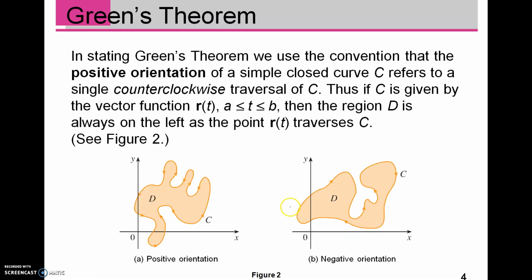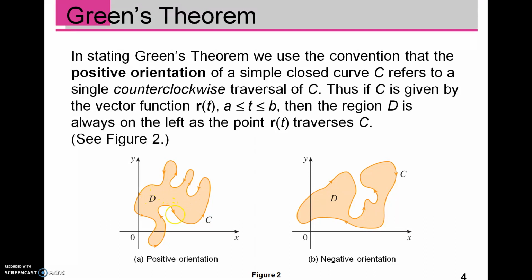In stating Green's theorem, we use the convention that the positive orientation of a simple closed curve C refers to a single counterclockwise traversal of C. Thus, if C is given by the vector function r of t, where t spans from a to b, then the region D is always on the left side as the point r of t traverses C.